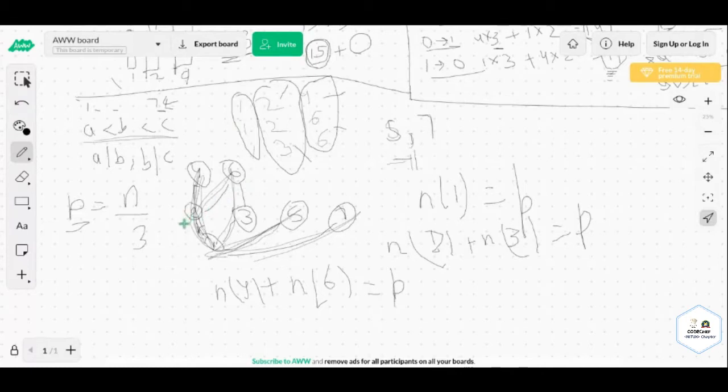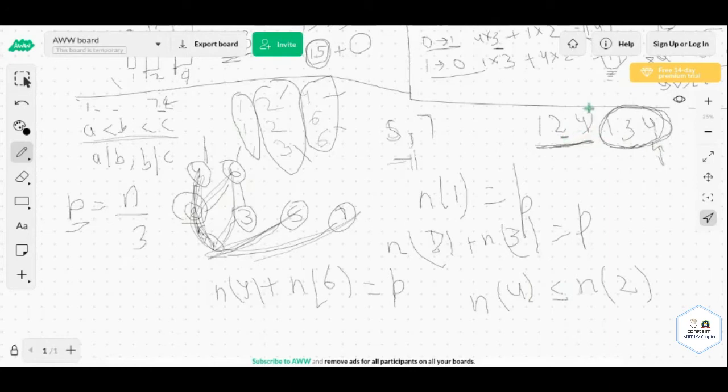What is that? See, 2 can divide 4 or 6, but 4 can be divided only by 2, right? So what does this mean? That the number of 4s should be less than or equal to the number of 2s. Let's take an example where we have 1, 2, 4, 1, 3, 4. Here we have one possible partition 1, 3, 4, but we cannot take this as a partition because 3 doesn't divide 4. So the number of 4s should be less than or equal to the number of 2s.